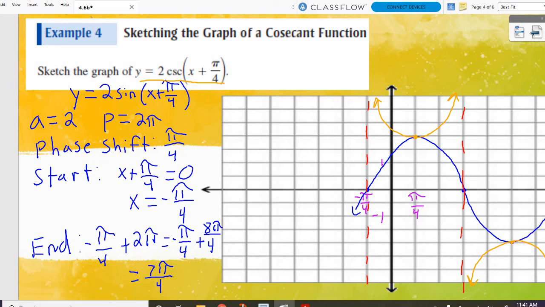So it's not really like memorizing a new graph. It's just knowing how to take our sine graph and then translate that to what the cosecant graph would be, which is a much easier process than just trying to memorize all of the new stuff. Questions?